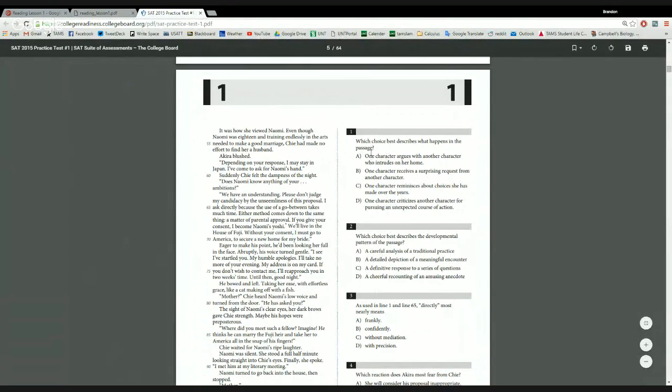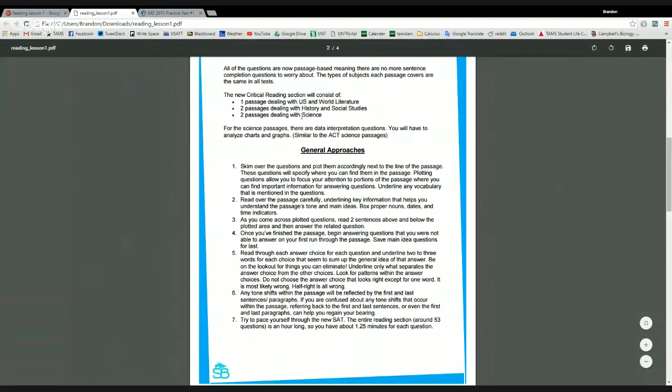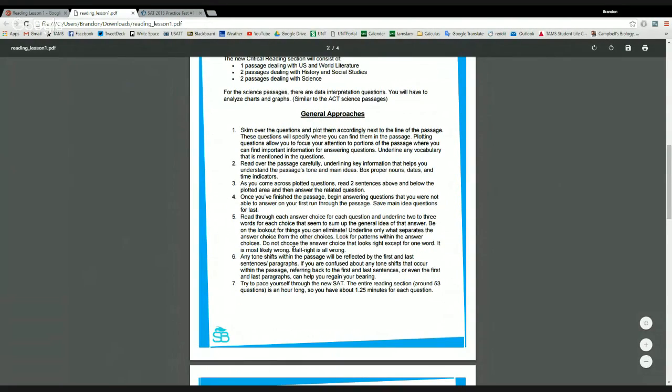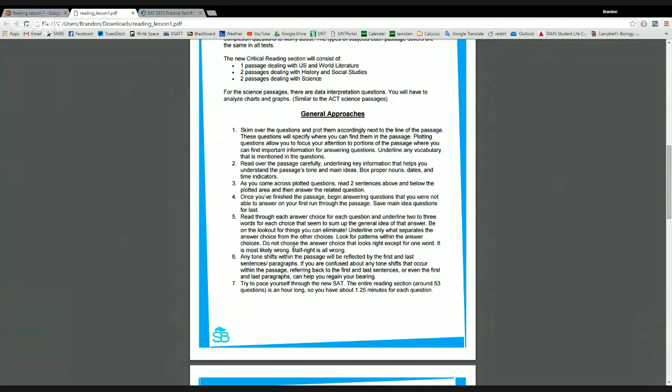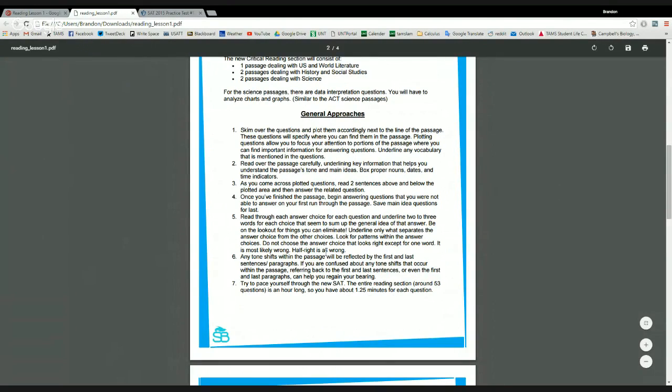For example, for number one right here, some important things to underline would be the character argues with another character and intrudes. And so then you would know whether or not a character was actually intruding on the home or not. And you would cross it out based on what you think happened in the passage. And again, anything that's wrong in the answer choice, even one word, can make the whole thing wrong. So half right is all wrong.